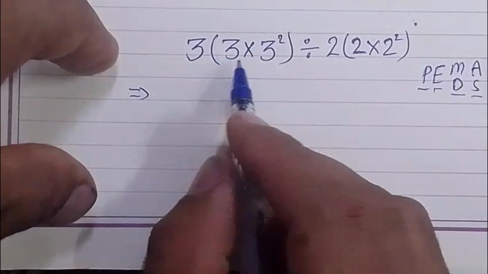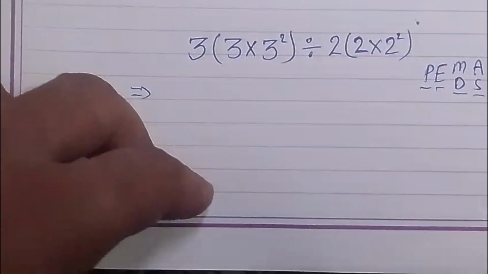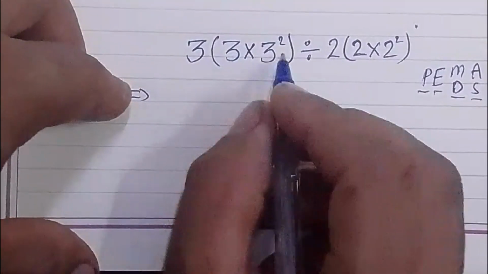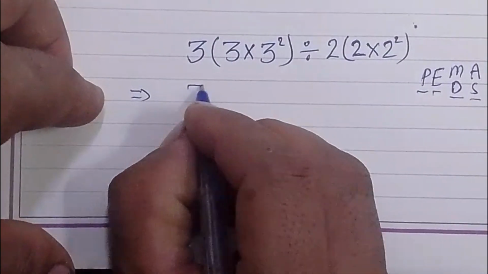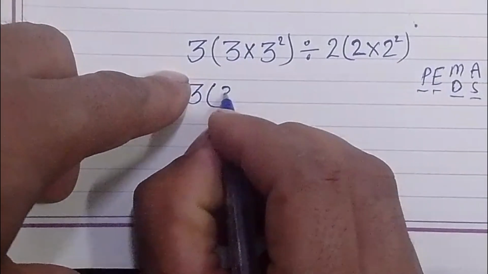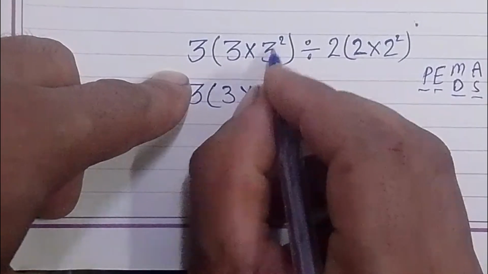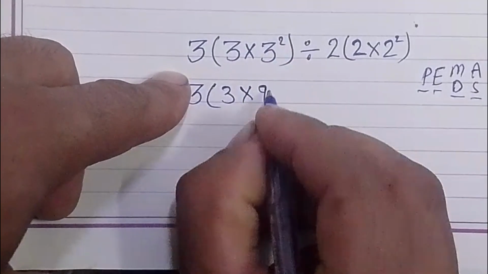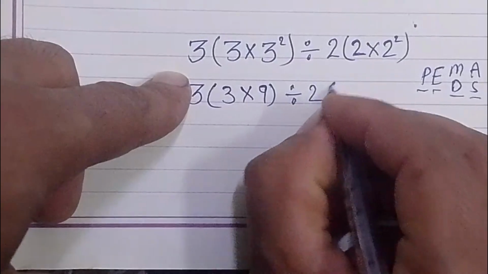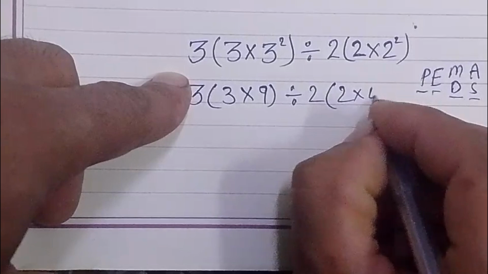Now we have two parentheses here, so we solve the parentheses. Now we simplify the fraction. So 3 (3 multiplied by 3 squared) gives us 9, divided by 2 (2 multiplied by 2 squared) gives us 4.